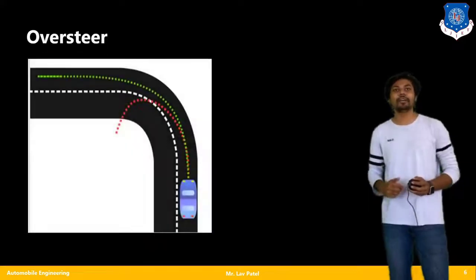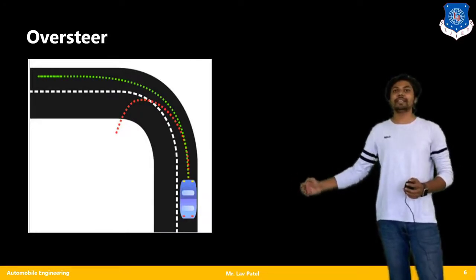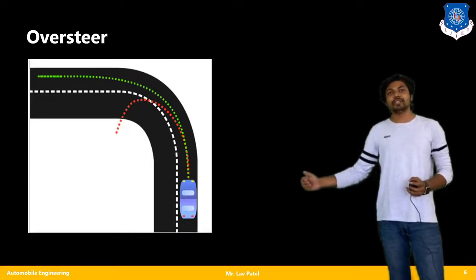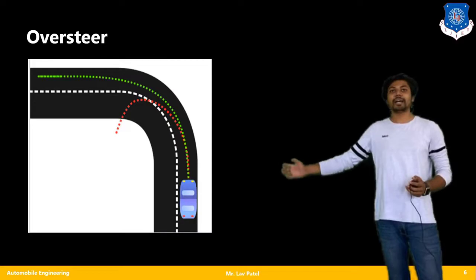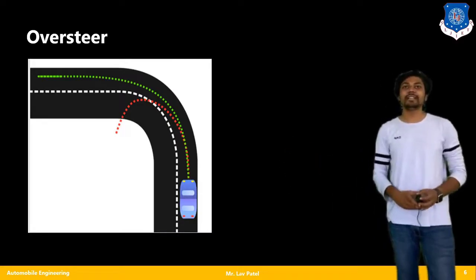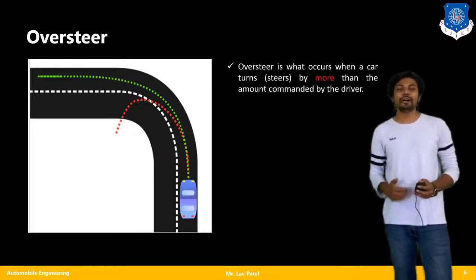Moving further, now I am talking about oversteer. Based on the diagram, you can see that my desired path is again the red line, but due to the oversteer effect, my vehicle is turning very rapidly. Also, you can say that the path the vehicle is going to follow is in red color. So this condition is my oversteer condition. So let us know what we mean by oversteer.